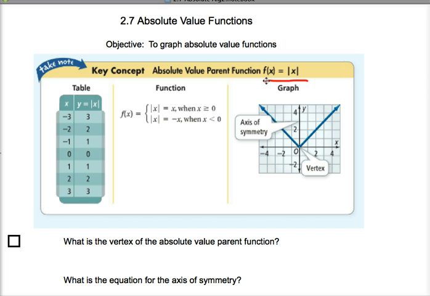f of x equals absolute value of x, just like y equals absolute value of x. And you see the graph below there is a v. That's because you can plug in different x's and get the same y. Like if I asked you to plug in the absolute value of 2, you would get 2. And if I told you to plug in negative 2, you would also get 2. So you get that formation of a v happening because when you plug in a negative or the opposite of a number, you get the same output, the same result.